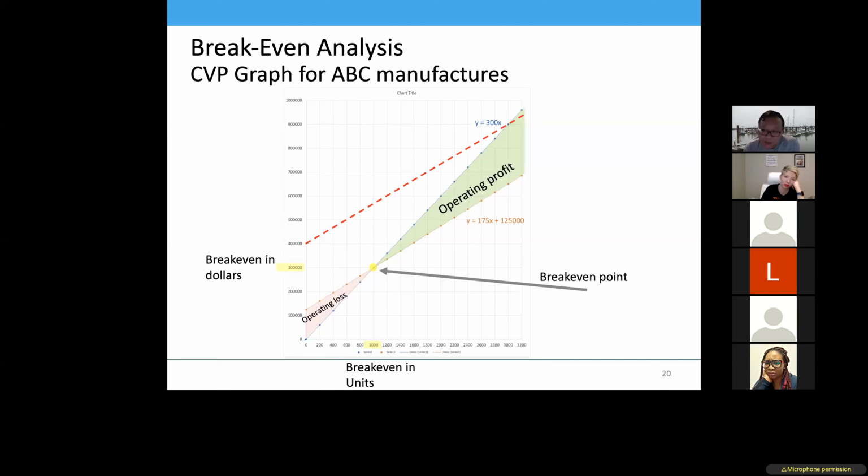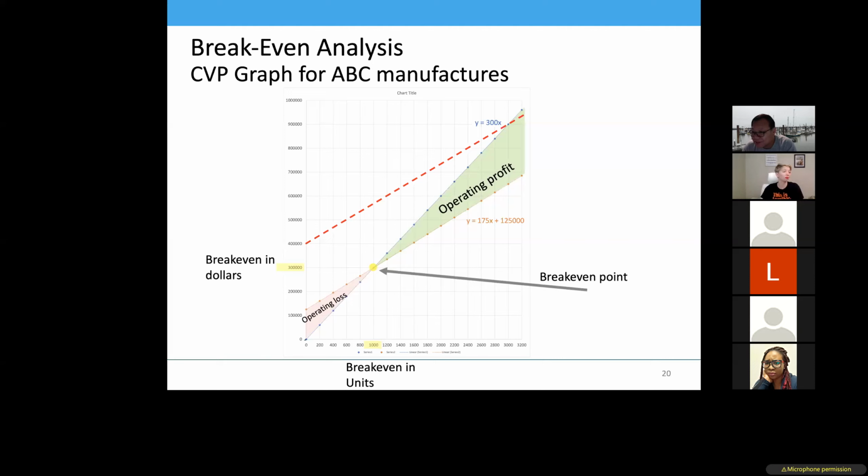And this is about geometry. Think about two parallel lines, like railway rails. They will never cross each other. But for other straight lines, how many times can they cross each other? Only one time. So here, this blue line and this orange line cross at volume 1,000. So we know this 1,000 units is the break-even point in units, and this 300,000 is my break-even point in sales dollars.